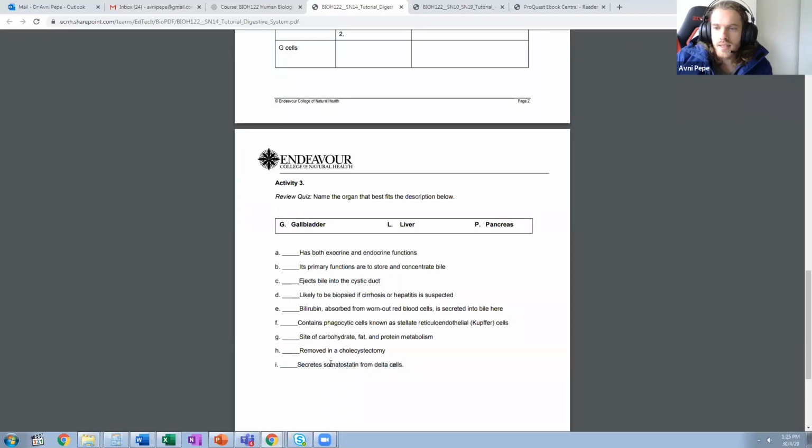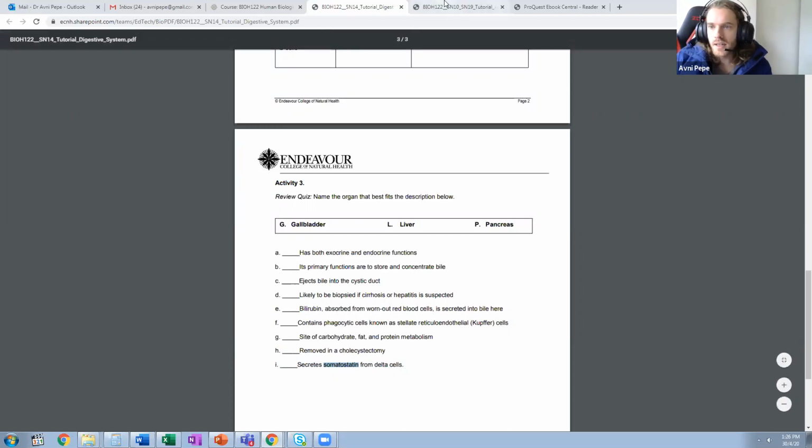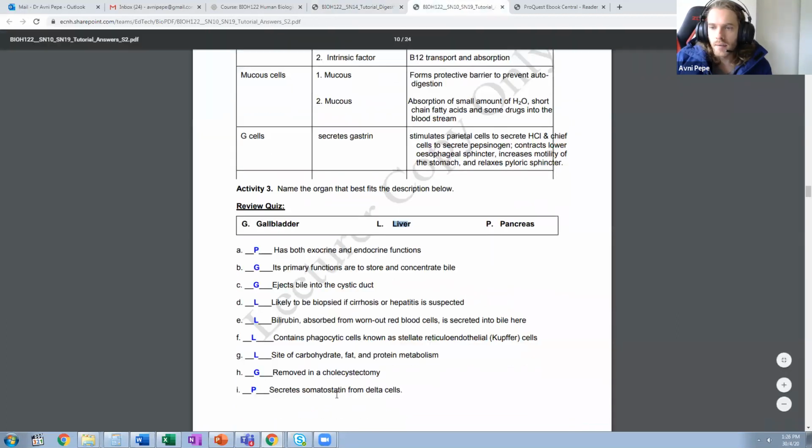So somatostatin is a growth hormone inhibiting hormone, which is part of a feedback inhibition loop to inhibit the release of gastric acid. So it just slows digestion and inhibits the gastrointestinal functions. And somatostatin is released by the pancreas.